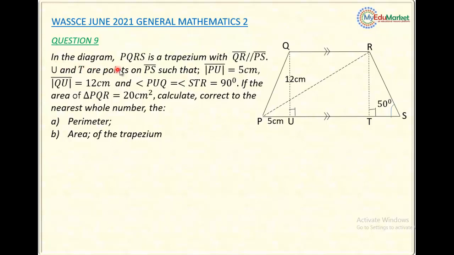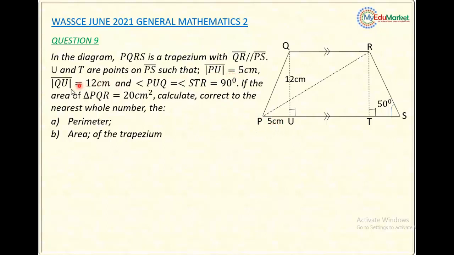In the diagram, PQRS is a trapezium with the line QR parallel to the line PS, as indicated by these two arrows. U and T are points on the line PS such that the length from P to U is 5 centimeters, as indicated in the drawing.